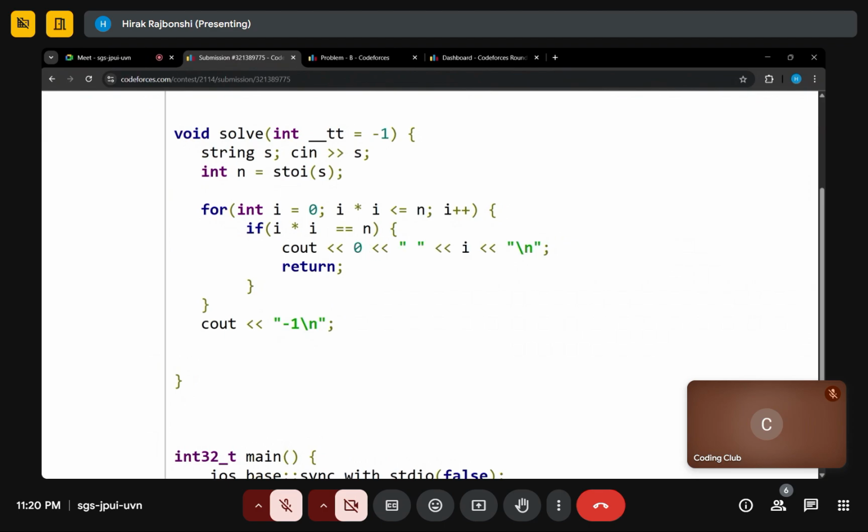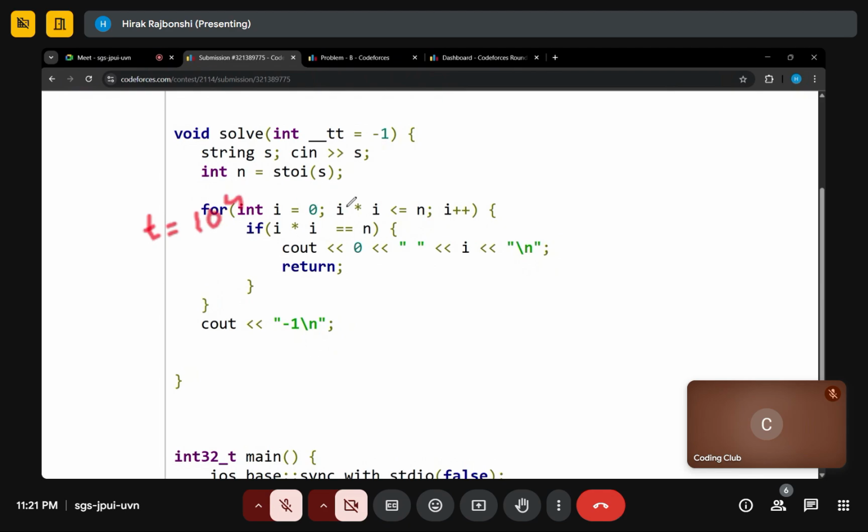We can simply print 0 and I. If not, then any integer greater than root n, its square will always be greater than n. So there is no chance that we'll get an integer greater than root n. So I run the loop till root n, and if I don't find a number, then I simply print minus 1.